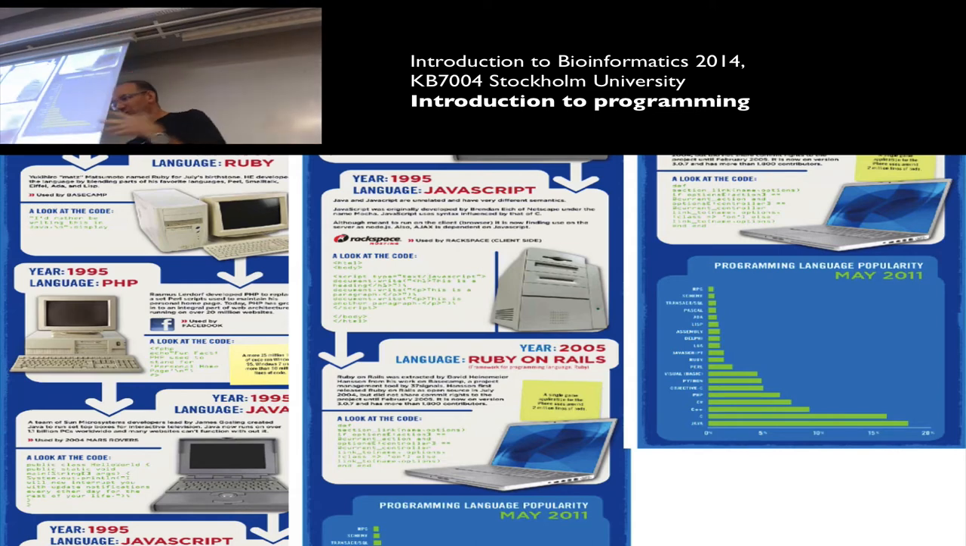This was, I guess, the popularity in 2011, in some tests: Java, C, C++, C Sharp, which is Microsoft's version of C++. No, C Sharp is Apple's version. No, that's Microsoft's version. PHP, Objective C is Apple's version of C++. So if you look in general, these languages are completely dominating. If you look at bioinformatics, you will see Python and Perl. That's the main things most people use.